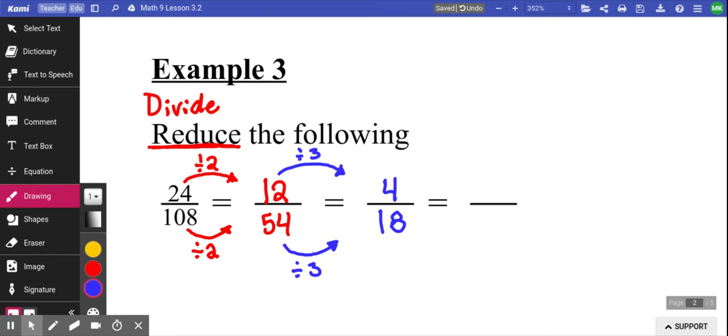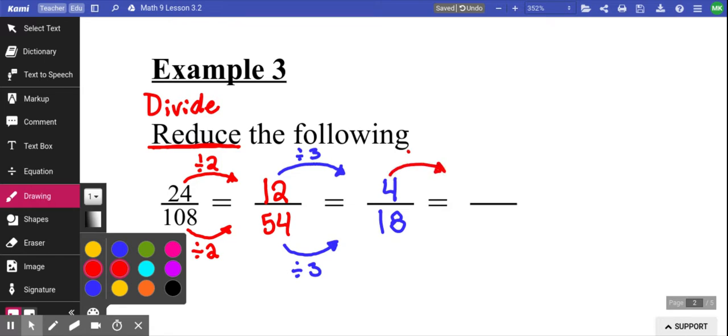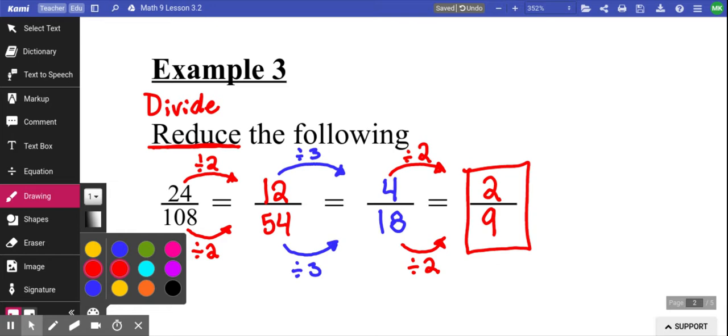If you look at 4 over 18, could it be reduced again? And the answer is yes. I could divide 4 by 4, correct, but I couldn't divide 18 by 4. It's a number I could divide both of them by, which would be 2. So I would divide the top and the bottom both by 2, and I'll finally get my simplest form, which is 2 over 9. That would be my simplest form. Definitely.